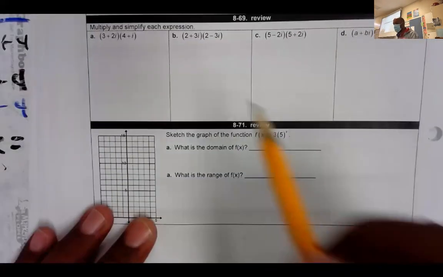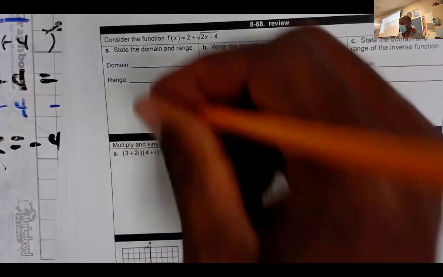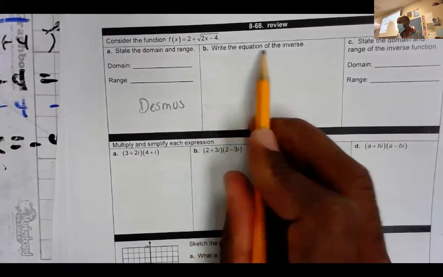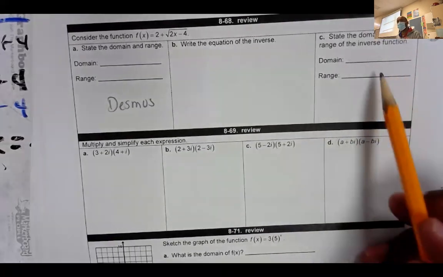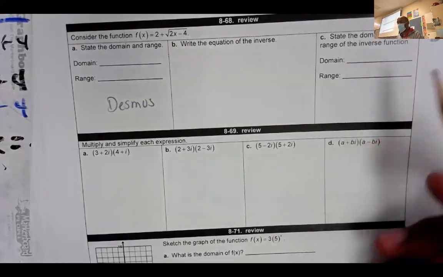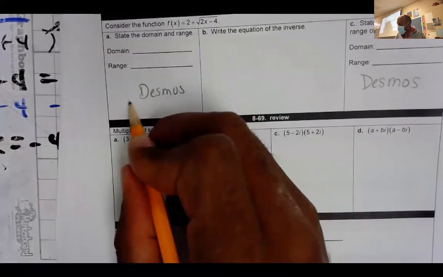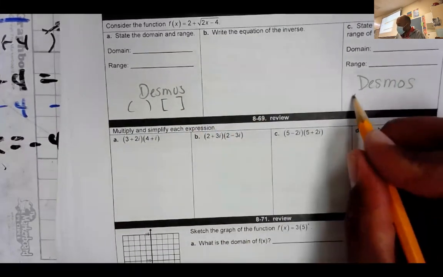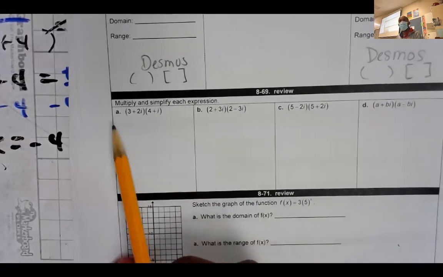Okay. And then the back is more review. It's use domain, find the domain and range. You can do this with Desmos. This is write the inverse of the equation. We did that in the first week. And then find the domain and range of that. You can also use that Desmos for that. Remember, this is the one with parentheses and brackets, okay, or infinity and that sort of thing, okay.